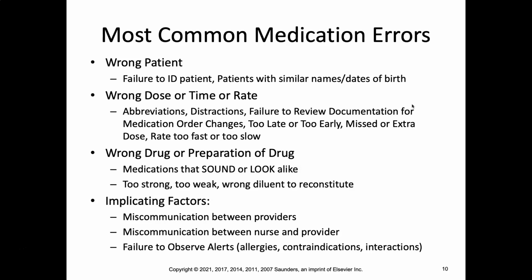Wrong dose or time or rate. This can be an abbreviation issue if it's not clear, if it's handwritten. The wrong dose may be written down, not clarified by the nurse. Doctors make mistakes too. Nurses do as well. You have to stop and take the time to make a phone call and clarify it if it's not perfectly clear. And if it's an abbreviation for too much of something, absolutely it's got to be clarified.